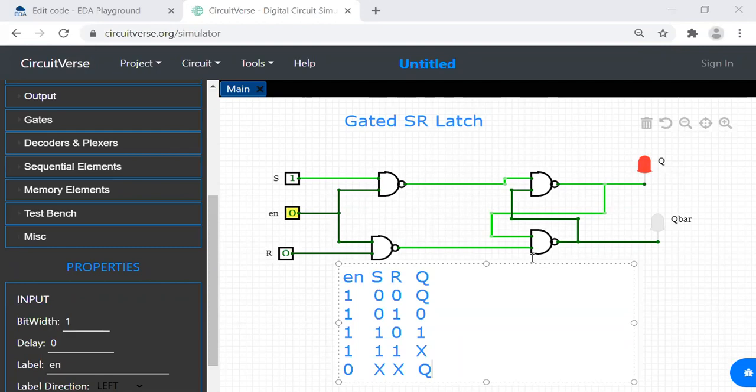Okay. Now if we convert this into a flip-flop, a clocked flip-flop, so instead of gated latch, I want to represent this as a clocked SR flip-flop.